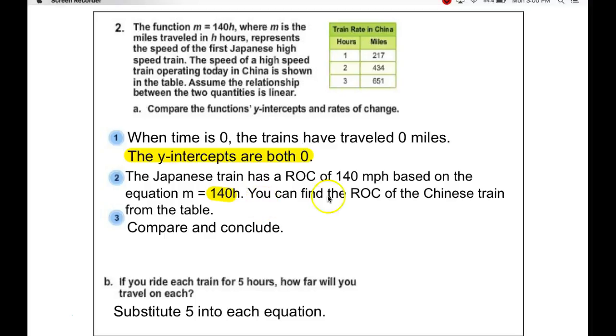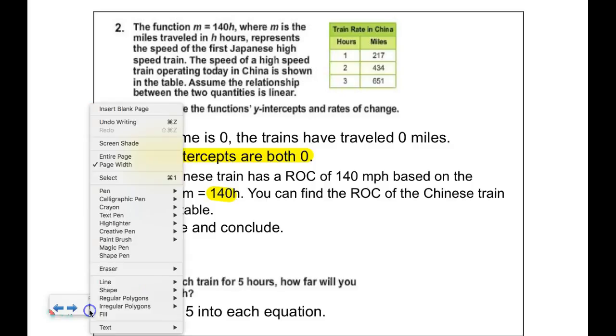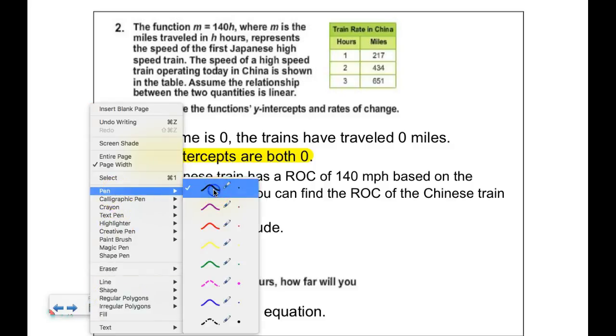So remember, the number in front of the letter is the coefficient, which indicates the slope. And it says you can find the rate of change of the Chinese train from the table. Just like in the previous example, we had to do a little work to get the rate of change from the graph. We're going to do the same thing here from the table. So again, you can treat these like ordered pairs. And what I'm going to do is, again, find the slope of the line that would include these. So I'm going to subtract the y's and I'm going to subtract the x's. Put the y's on top and the x's on the bottom, and I'm going to divide and see what my slope is going to be.